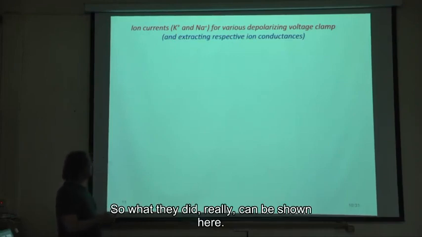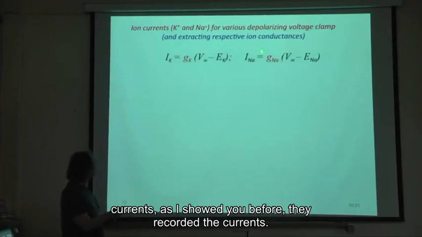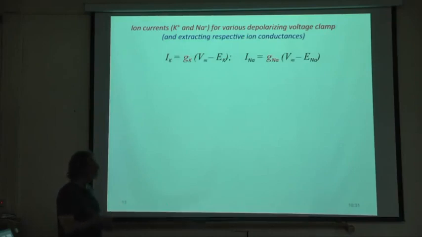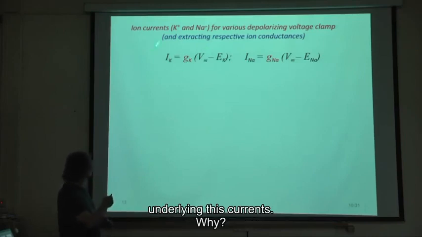So what they did really can be shown here. First of all, we have to note that they recorded currents, potassium and sodium currents, as I showed you before. They recorded the currents, but we could also estimate the conductances, the membrane conductances underlying these currents.